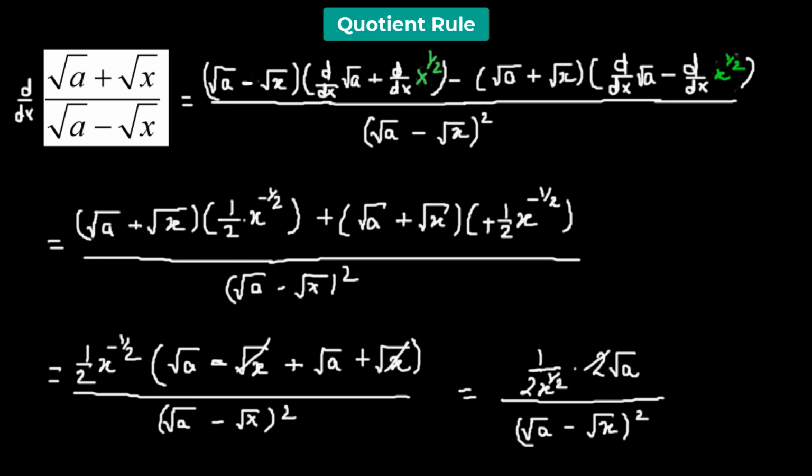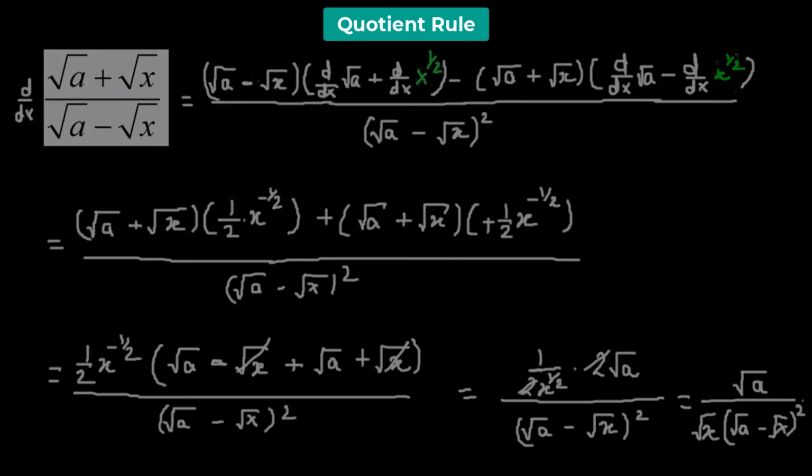So the 2 and 2 gets cancelled, and that leaves us with square root of a divided by square root of x, which comes to the denominator, multiplied to square root of a minus square root of x whole squared. So this is going to be the derivative of the given function with respect to x. Let's move on to the next question.